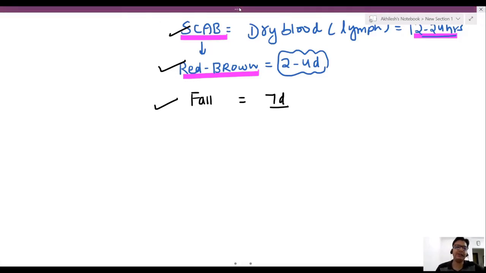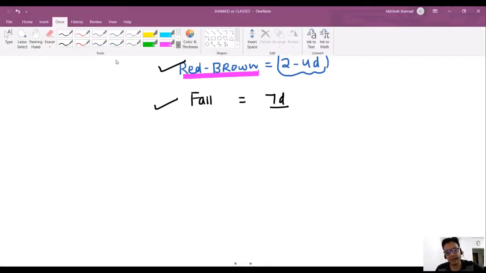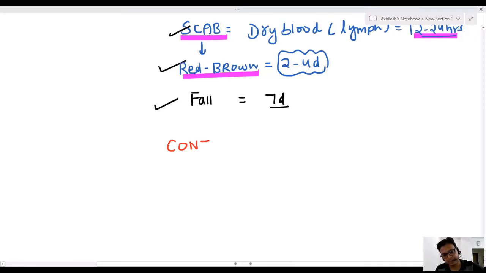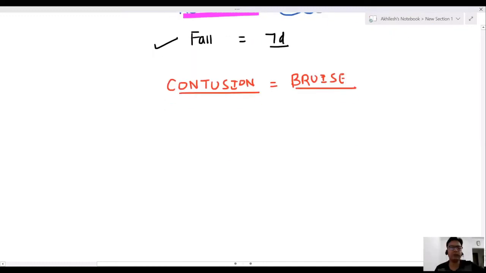This is generally a destruction of epidermis. Now, I'm coming to the second injury, contusion. And Doctor Saab, contusion is also known as bruise. C for contusion, C for clotted blood, B for bruise by blunt trauma.